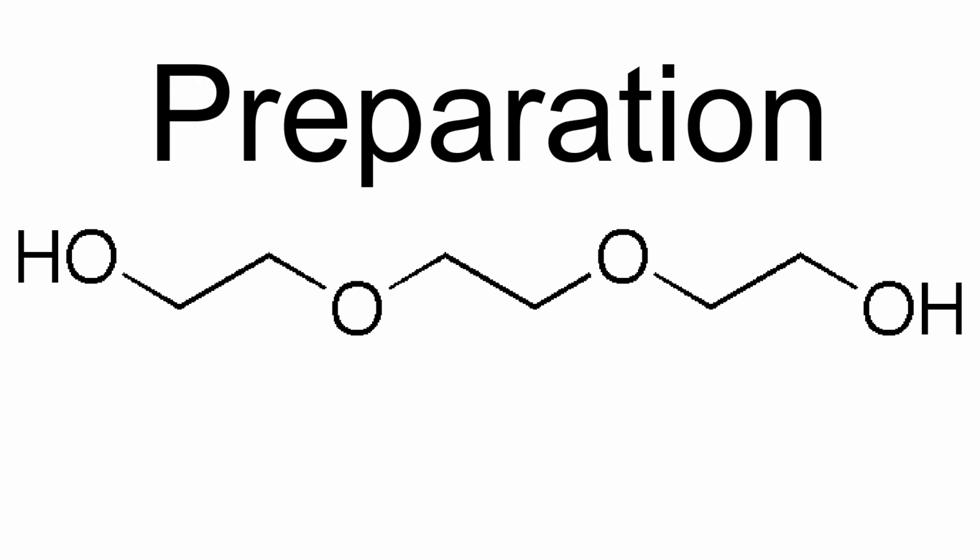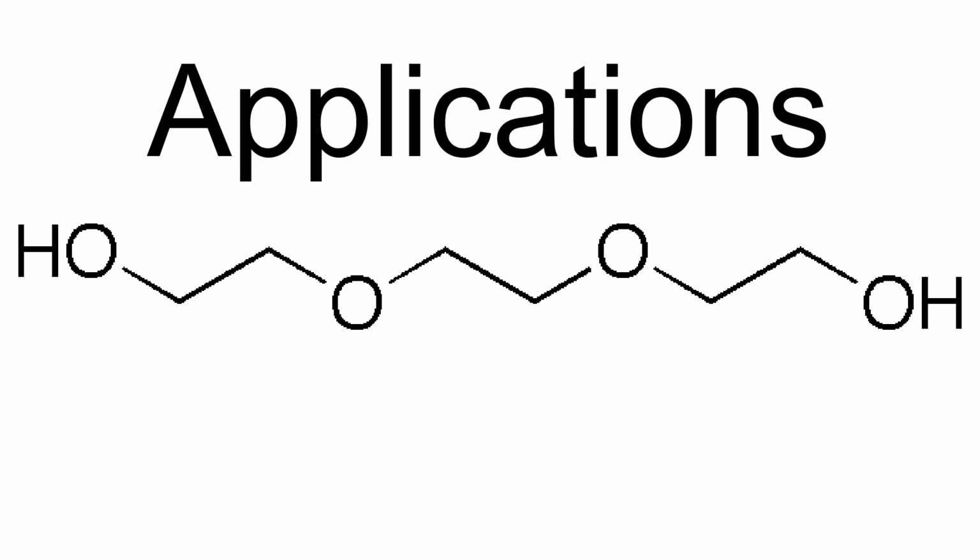TEG is prepared commercially as a coproduct of the oxidation of ethylene at high temperature in the presence of a silver oxide catalyst, followed by hydration of ethylene oxide to yield mono-, di-, tri-, and tetraethylene glycols. TEG is used by the oil and gas industry to dehydrate natural gas. It may also be used to dehydrate other gases, including CO2, H2S, and other oxygenated gases.